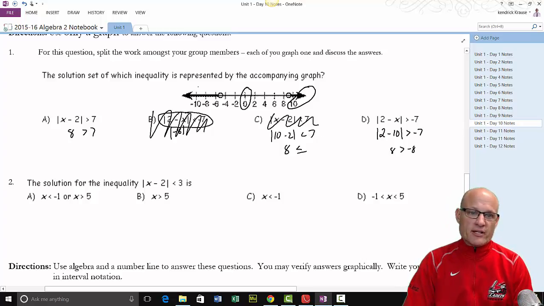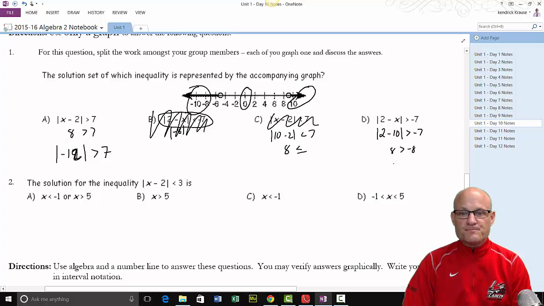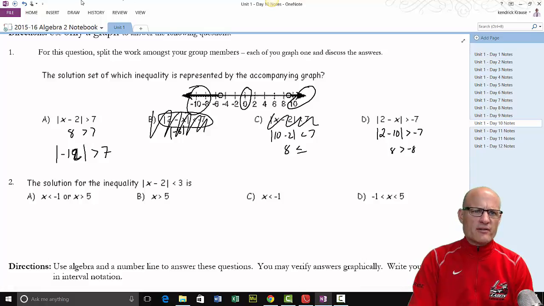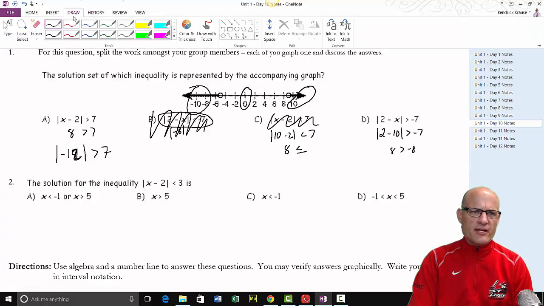Let's try negative 10. Negative 10 minus 2 is negative 12. The absolute value of negative 12 is in fact greater than negative 7. So let's try negative 10 down here. Let's say negative 12 down here. These are always going to work. I don't know why that seems to be working. Let's try it. I think the answer is A.